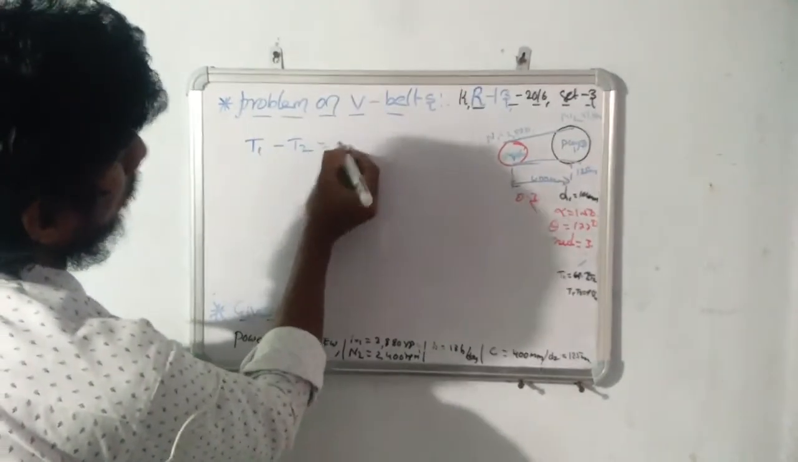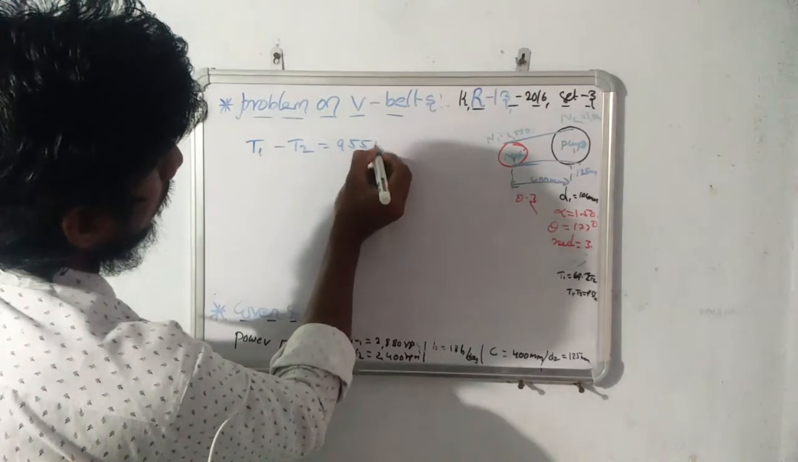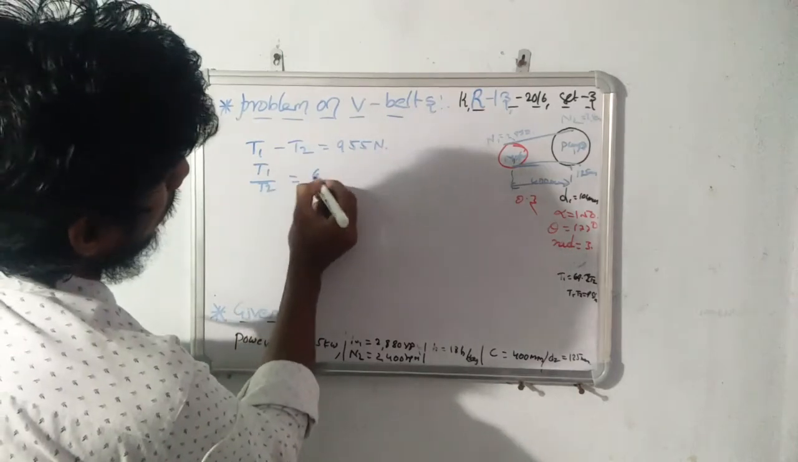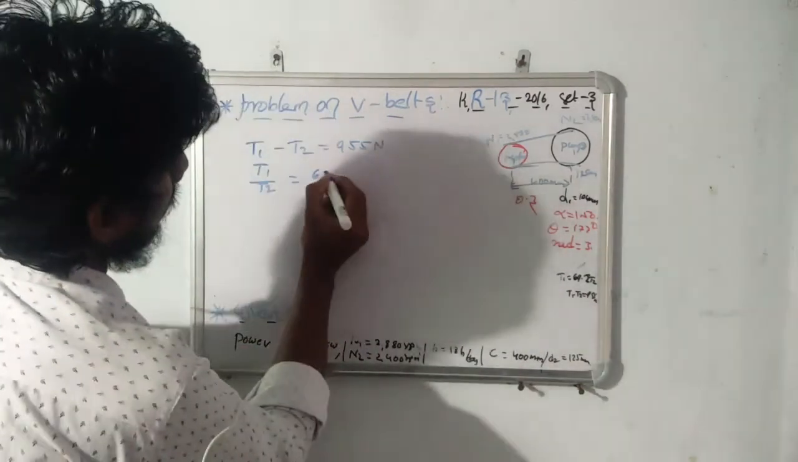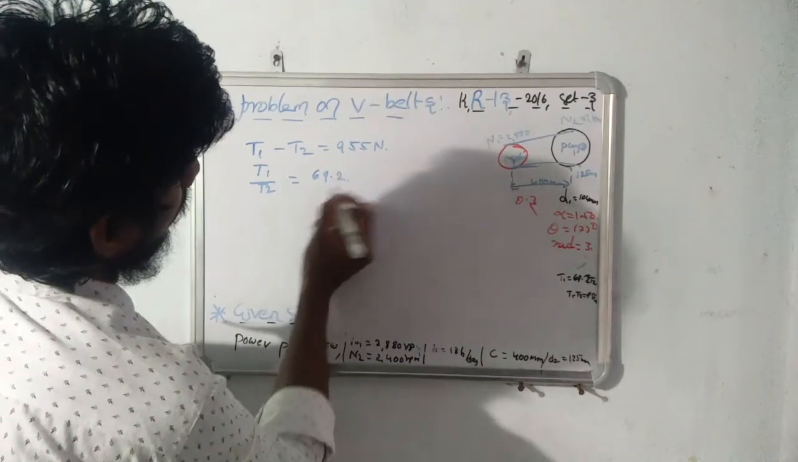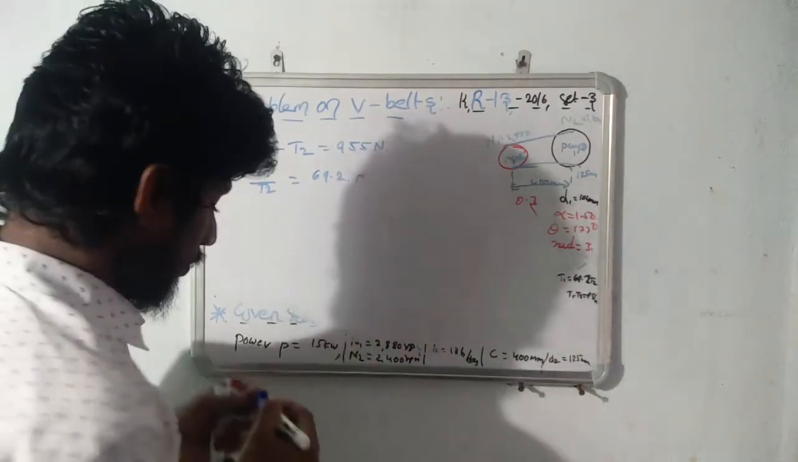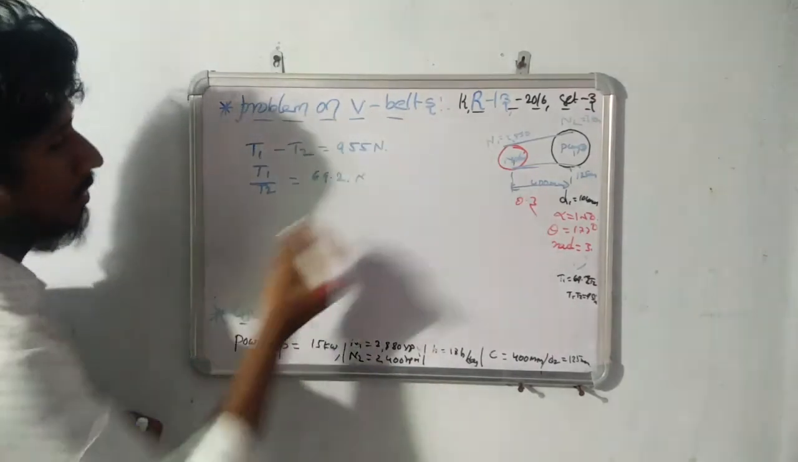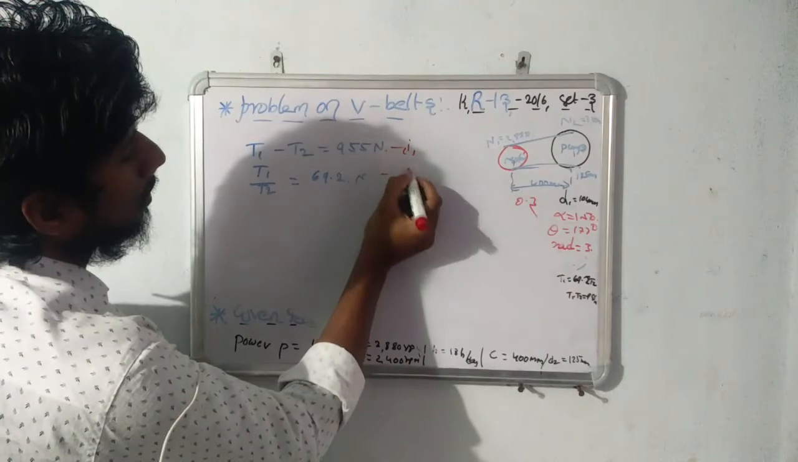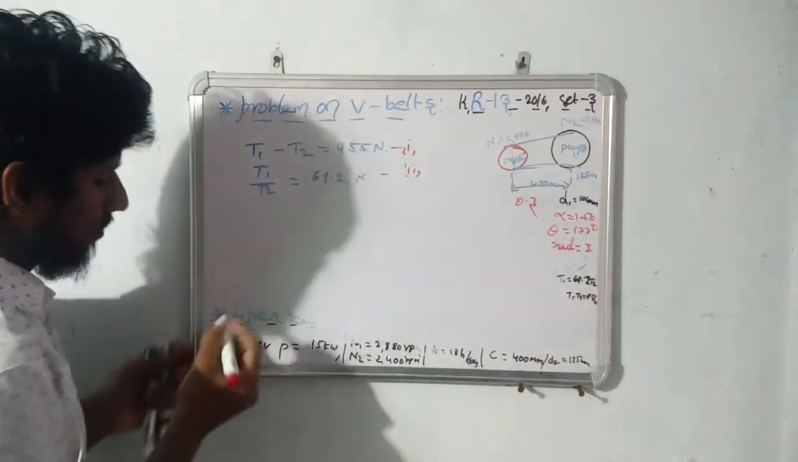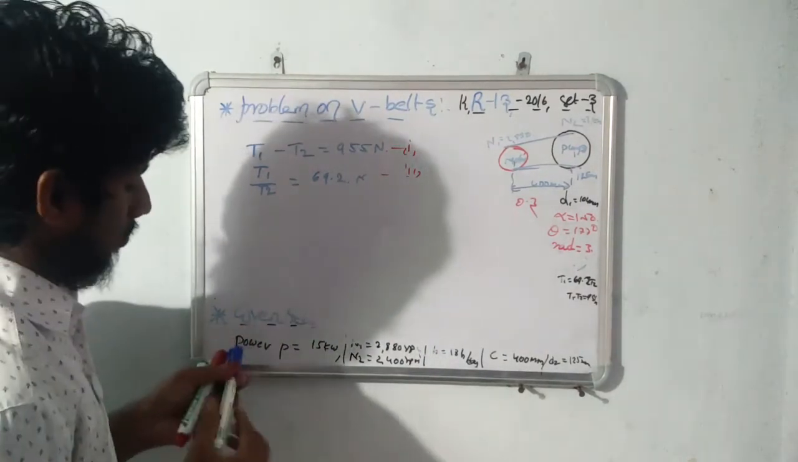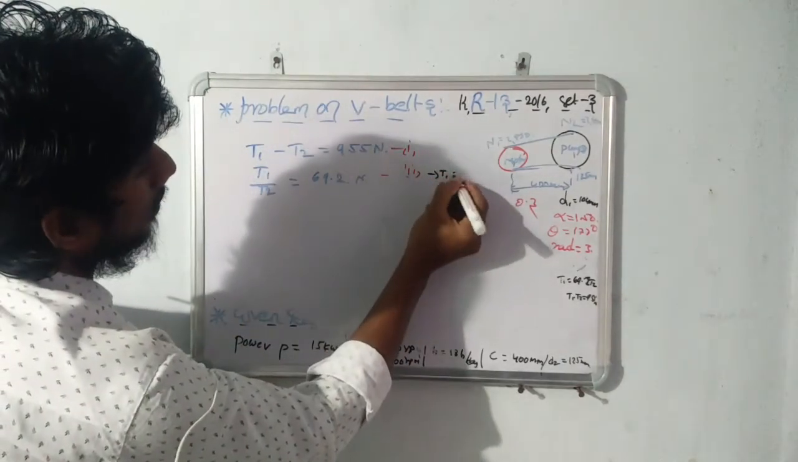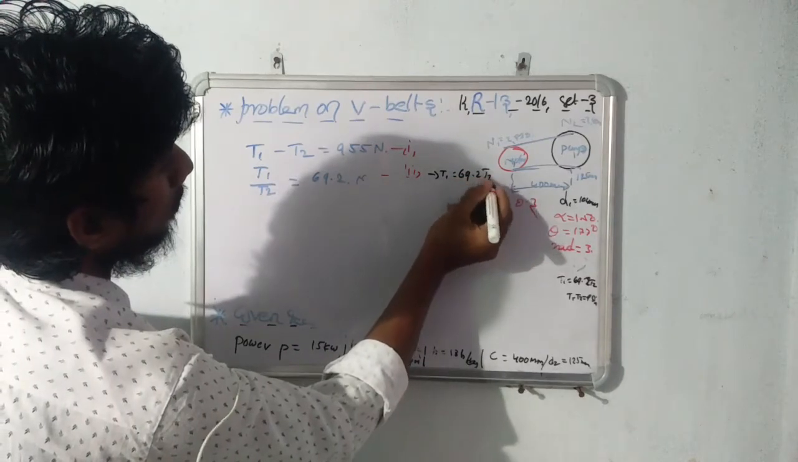T1 minus T2 equal to 955 newtons. And T1 by T2 equal to, what we get the value over here? 69.2 newtons. So consider these two are equation 1 and equation 2. So with the help of these two equations, T1 equal to 69.2 T2.